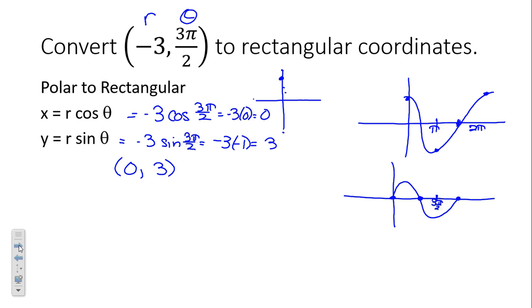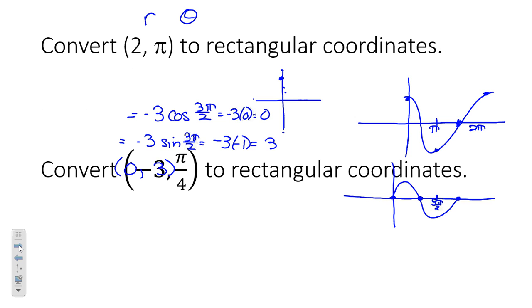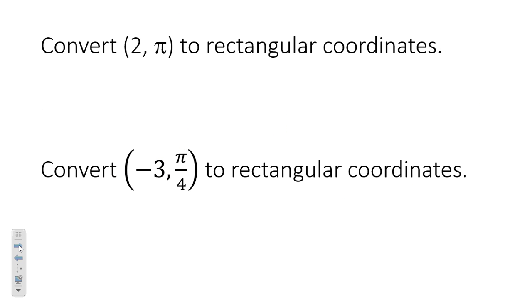Make sense? Questions on this one? All right, so you've got 2 more examples to do. One of them is converting 2 pi to rectangular coordinates, and then -3 pi over 4 to rectangular coordinates.